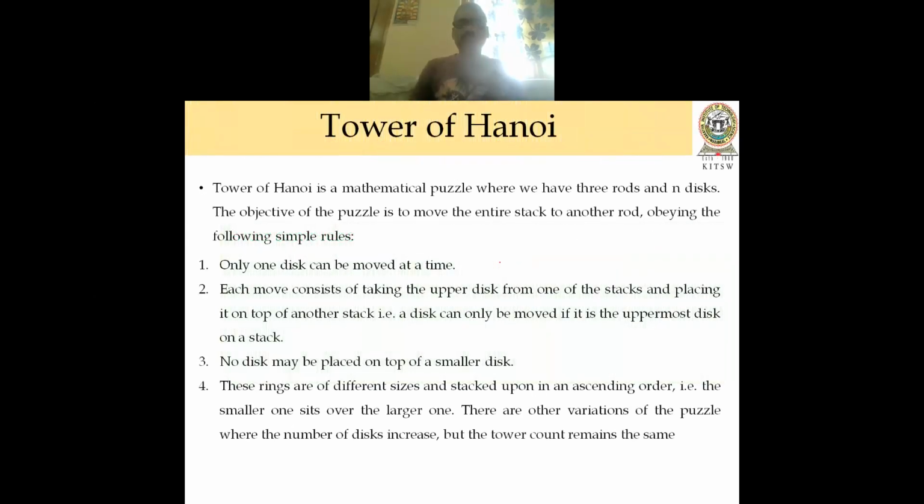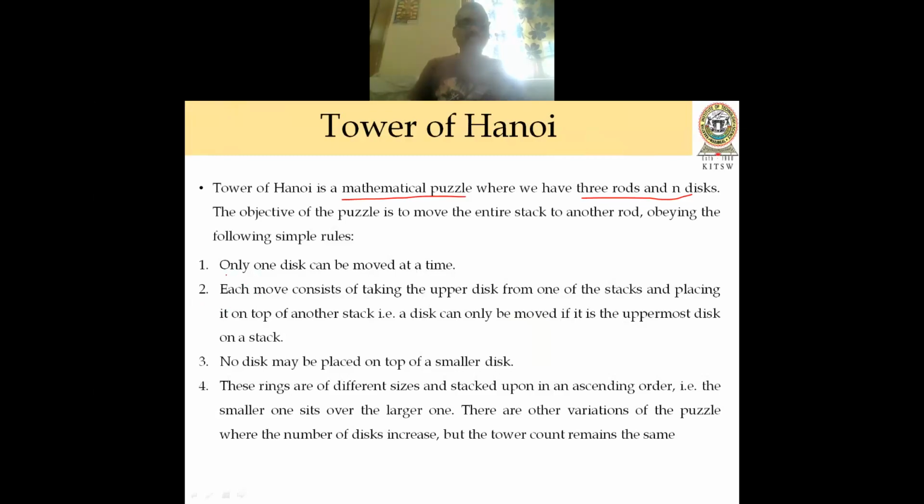So what is this Towers of Hanoi problem? Tower of Hanoi is a mathematical puzzle where we have three rods and n number of disks. The objective of the puzzle is to move the entire stack of disks from one rod to another rod by following some simple rules.